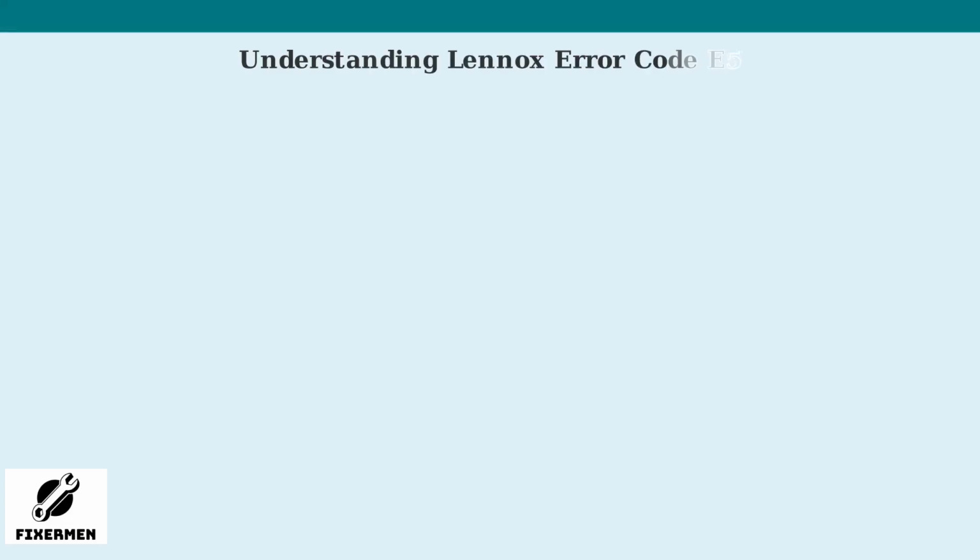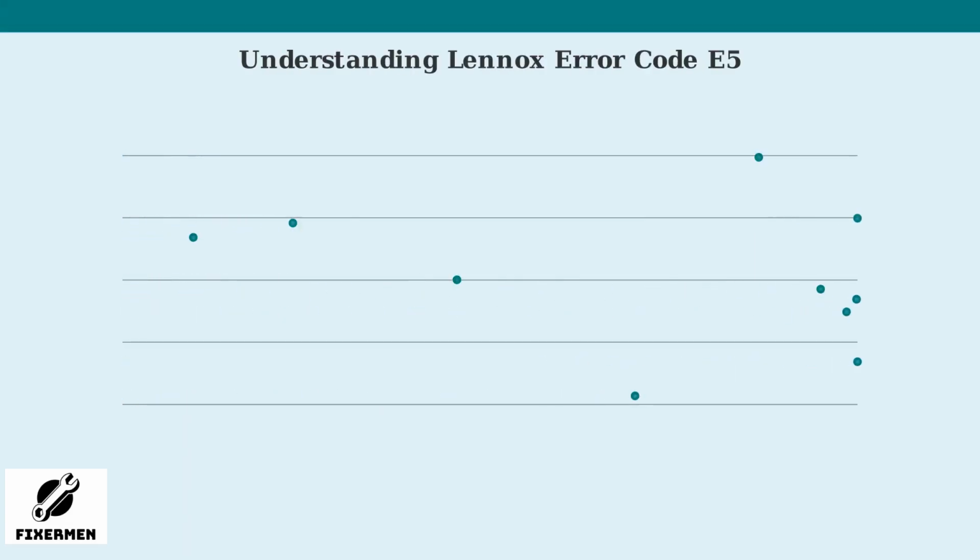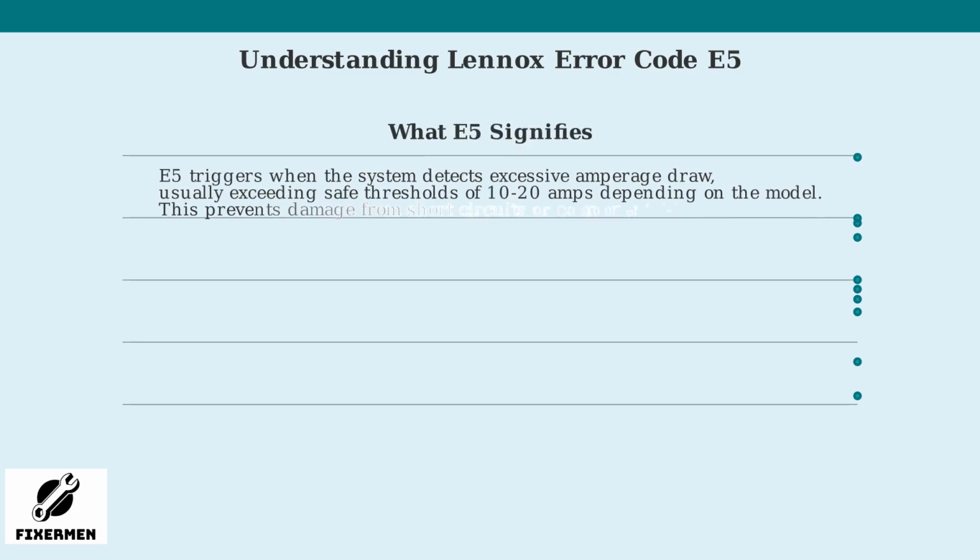Lennox Error Code E5 indicates that the outdoor unit's current protection has been triggered. This is a critical safety feature in heat pumps and air conditioners designed to prevent damage from electrical issues. Specifically, E5 occurs when current draw exceeds safe limits, typically 10 to 20 amps, based on the unit's specifications. This safety mechanism automatically shuts down the system to protect against potential damage.